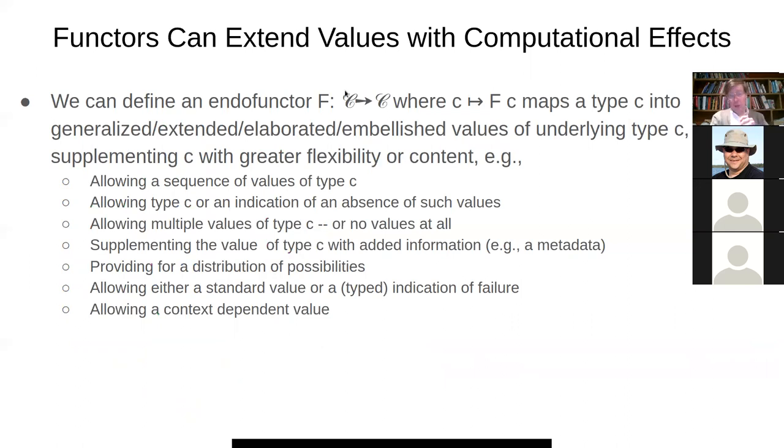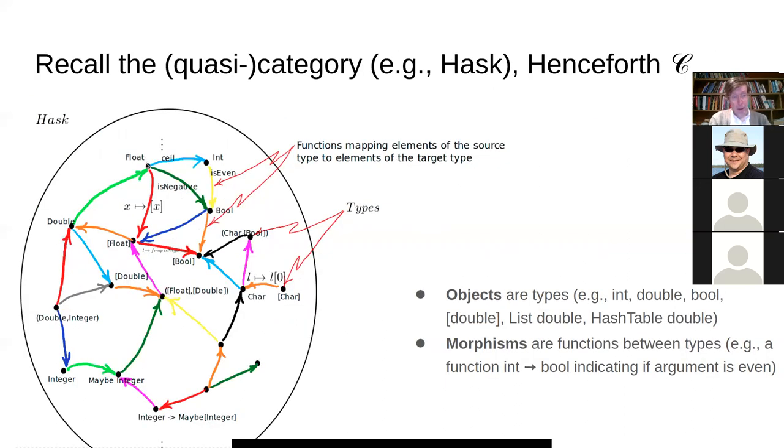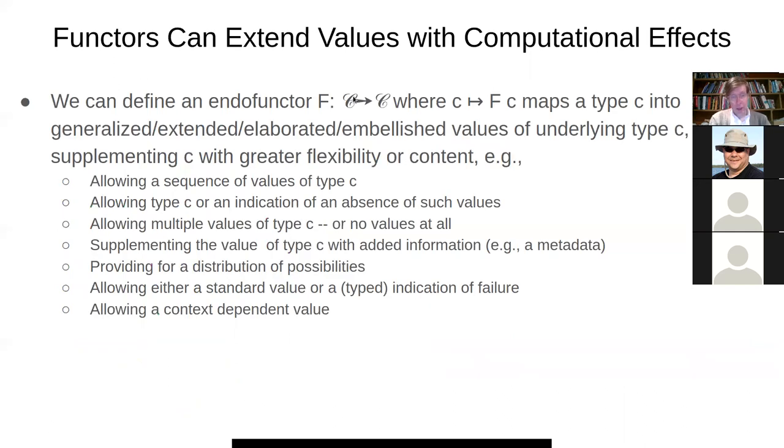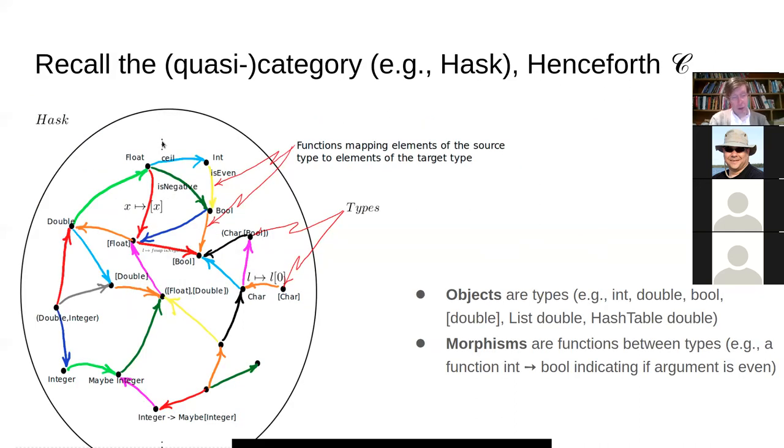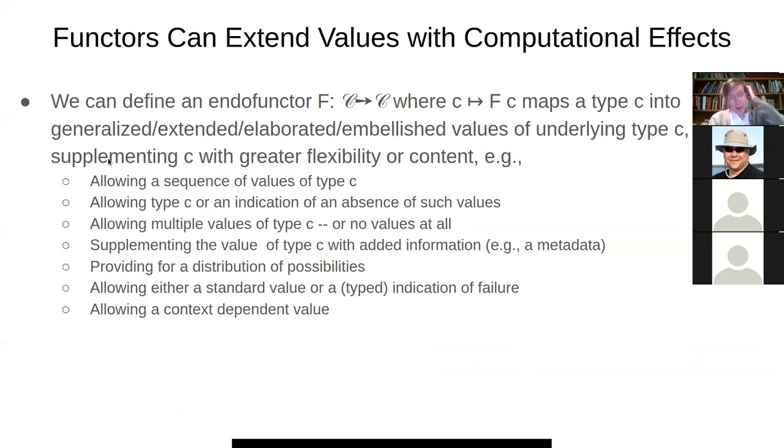So if we have a functor that maps from type to type, this is from Hask to Hask. The functions here are going from type to type, but we have a functor going from Hask to Hask. It may map, for example, float into lists of float, or float into pairings of a string and float, or float into a set of floats, or float into a distribution of floats with a finite number of possible non-zero probabilities. So this maps a type into an embellished or generalized or extended or elaborated value, something of type C.